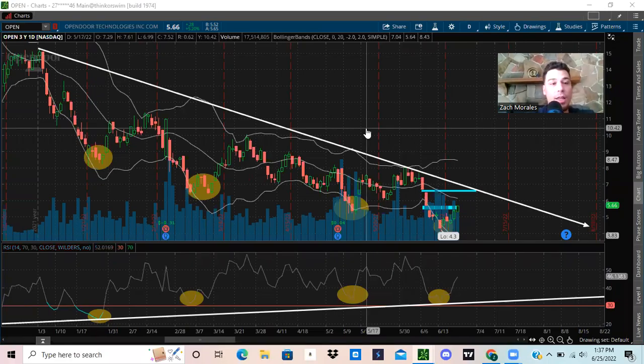We're looking at Opendoor Technologies, and I'm going to break down the chart for you guys. No financial advice, just some free, honest technical analysis, and we're going to break it down using the Bollinger Bands. We're going to look at some trend lines, some daily gaps, as well as the RSI.